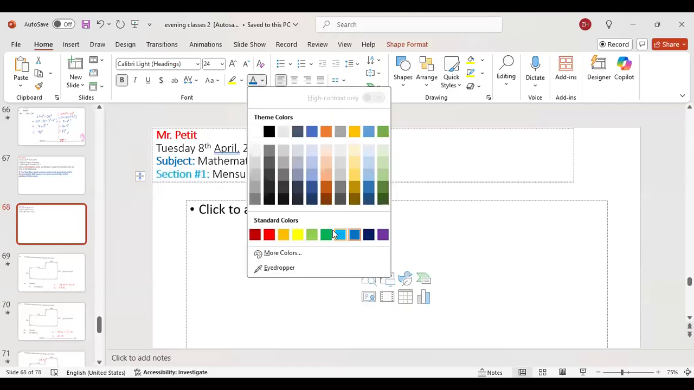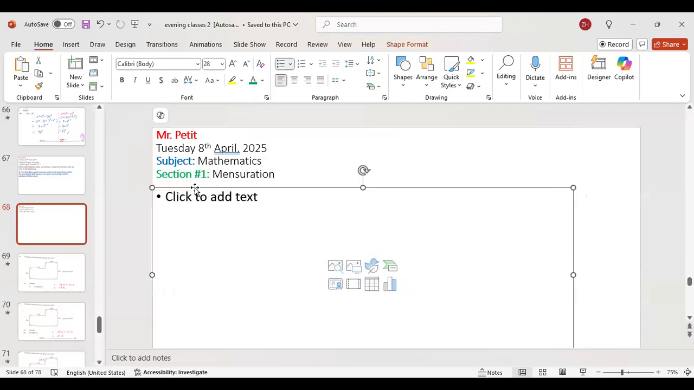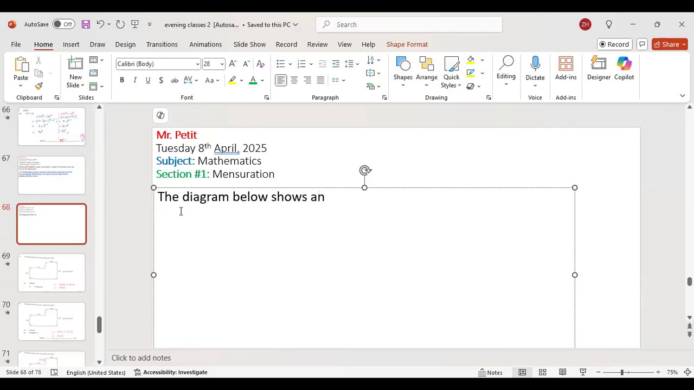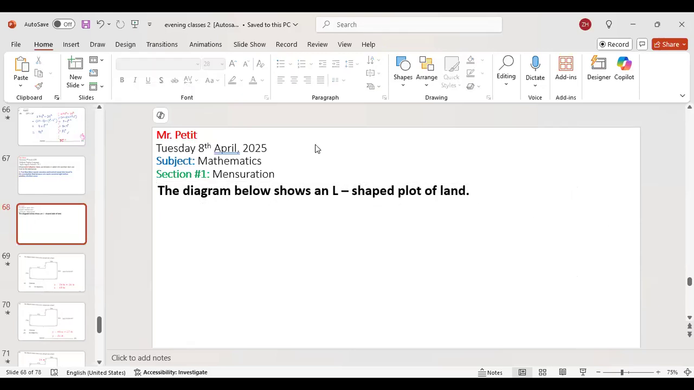I'll make this green. All right, so we have the diagram below. Write this down for me, please. The diagram below shows an L-shape plot of land. And so let's go ahead and construct this diagram.